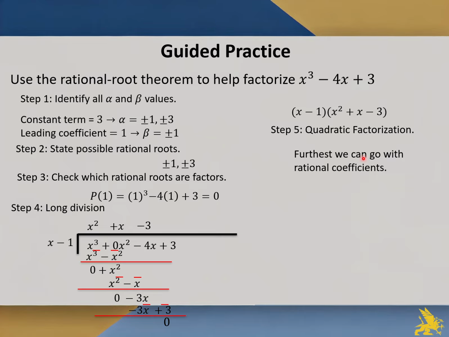So the only other way I could factorize this further is using completing the square, and then potentially using the difference of two squares rules to finish this off. But I'm just going to leave it in this form with a linear and a quadratic.